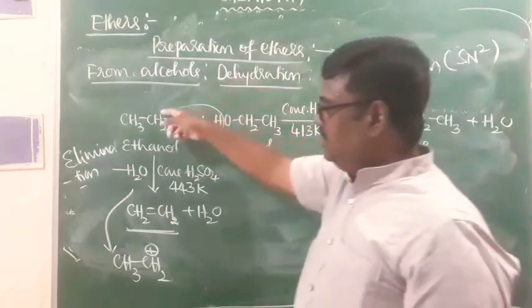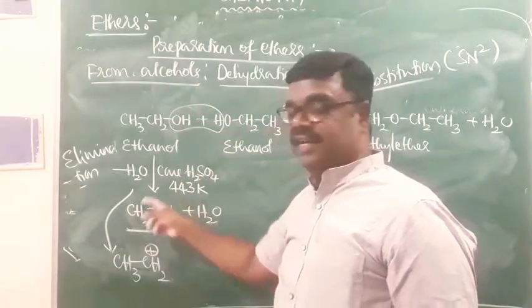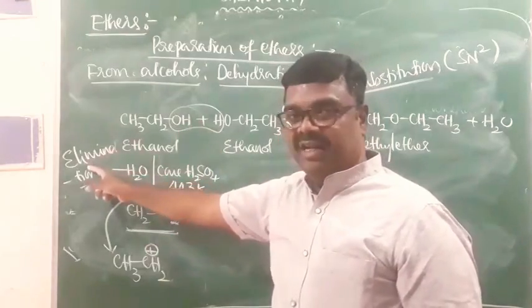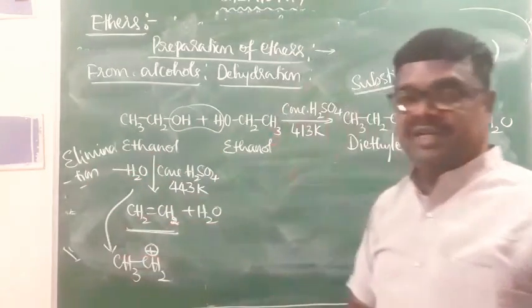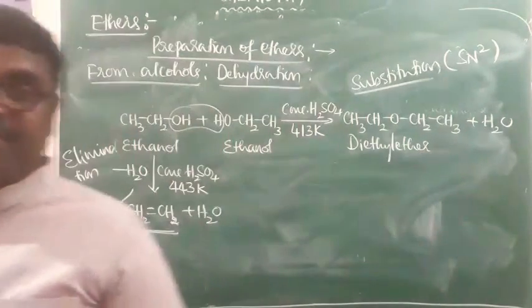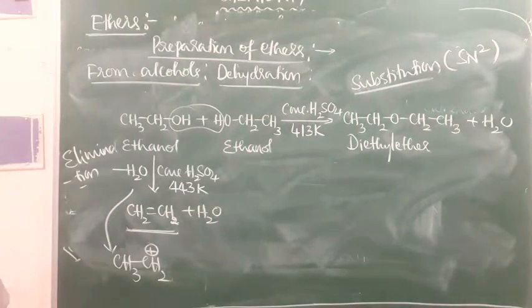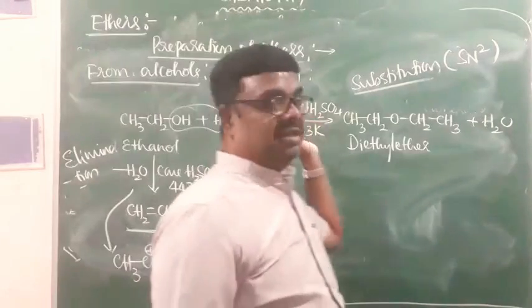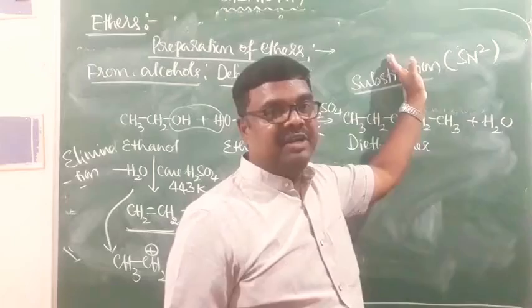If you want to get alkenes, you favor the elimination reaction and maintain high temperature, because at high temperature, alcohols produce carbocations. At low temperature, carbocations are not produced. Rather, there is an SN2 mechanism reaction.